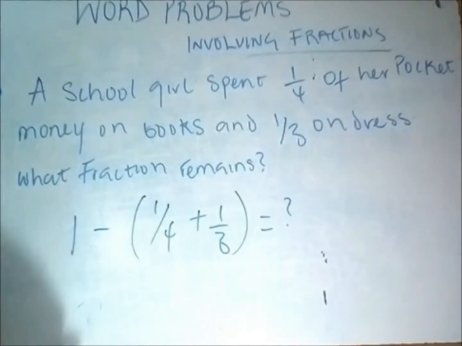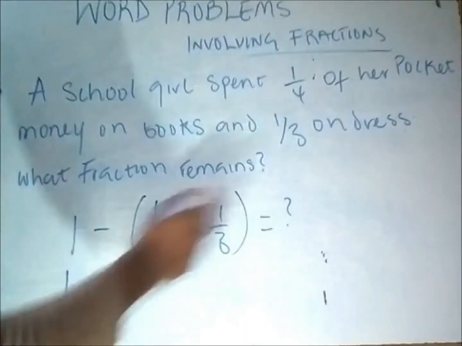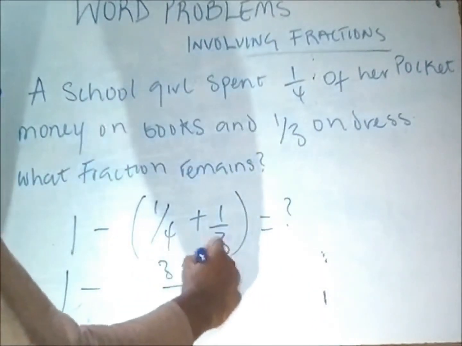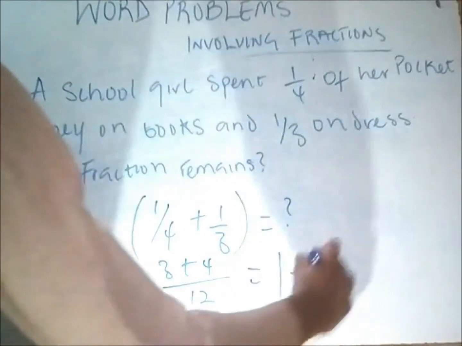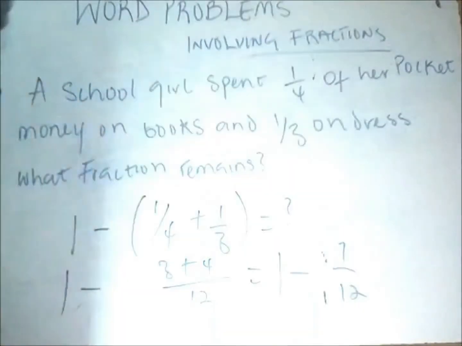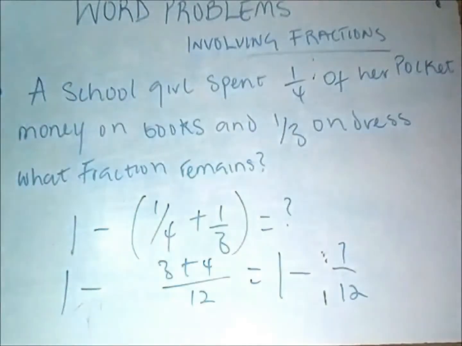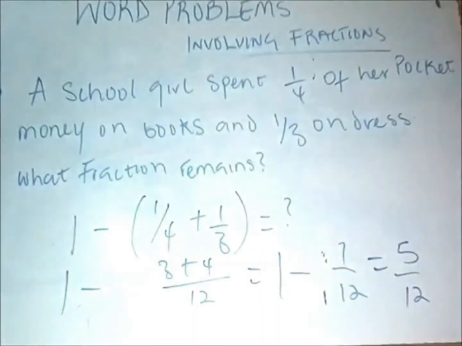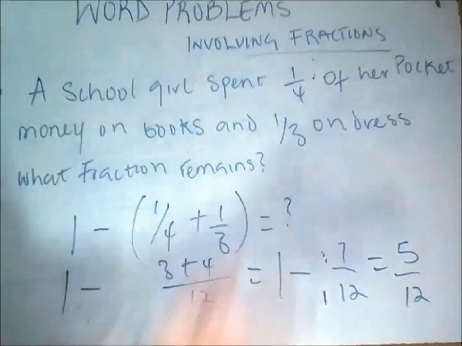So if we just go through this, we have 1 here, starting with the bracket, we have 12, 3 plus 4, so that is 1 minus 7/12. What we need was 5/12. So that is it, 5/12.